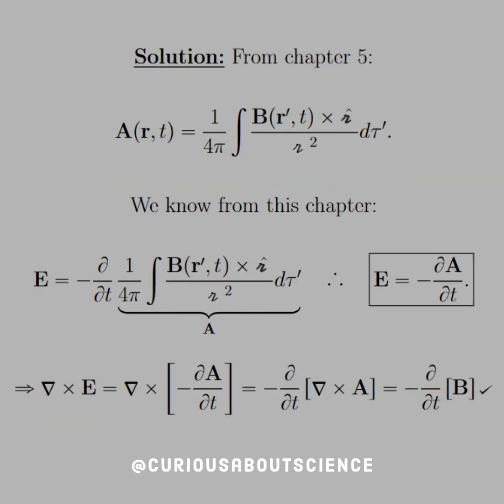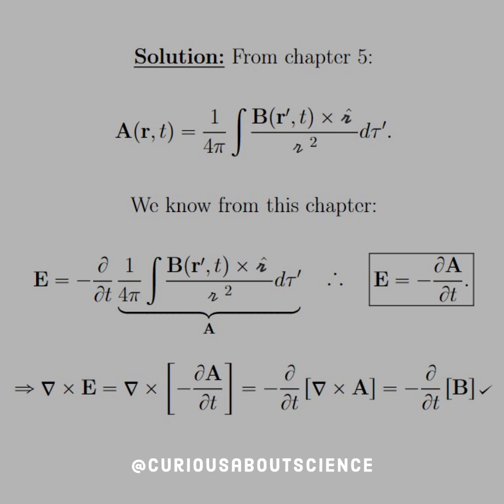All right, so from chapter 5, we saw that the magnetic vector potential A of r and t is equal to 1/4 pi integral of B(r', t) cross script r hat divided by script r squared d tau prime. Remember, prime was source coordinates, and r was field coordinates.